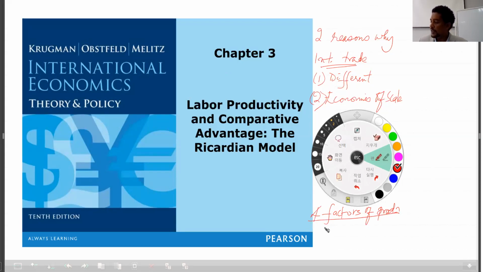The first is land, second is labor, third is capital, fourth is entrepreneurship. So these are the factors of production. We need land, we need labor, we need capital, we need entrepreneurship.